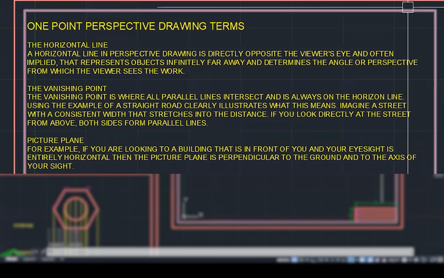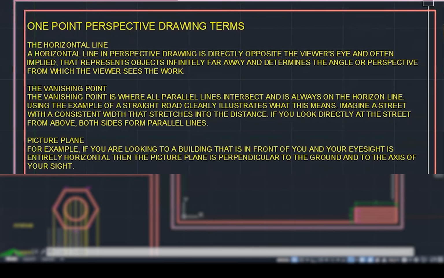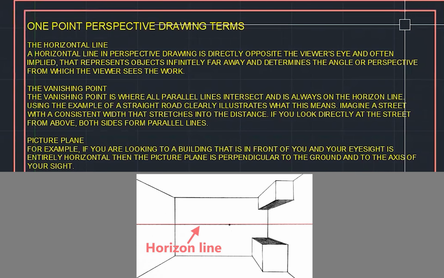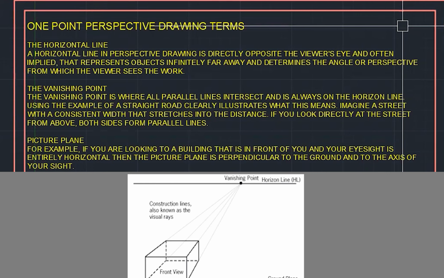The horizontal line. A horizontal line in perspective drawing is directly opposite the viewer's eye and often implied. That represents objects infinitely far away and determines the angle or perspective from which the viewer sees the work. The vanishing point. The vanishing point is where all parallel lines intersect and is always on the horizontal line.